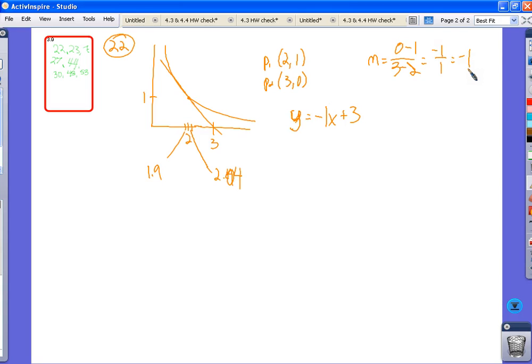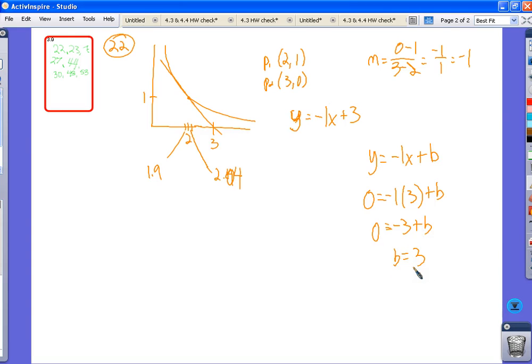You could just say, well, now I know the slope, but I don't know b. I want to solve for b. Do I know an x and a y? I certainly do. There's an x and y. There's also an x and y. This will be easy because it has a 0 in there. So 0 for y, negative 1 for the slope, x is 3, plus b. 0 equals negative 3 plus b, so b is 3.